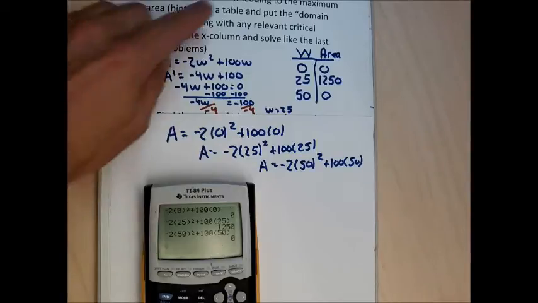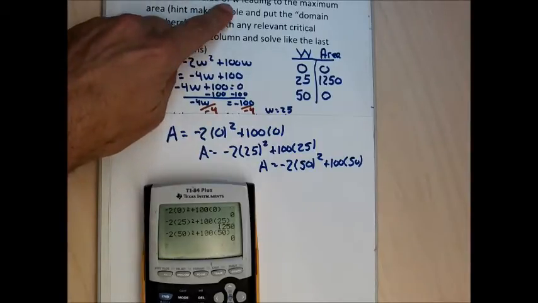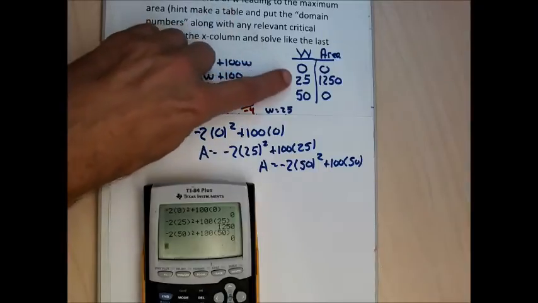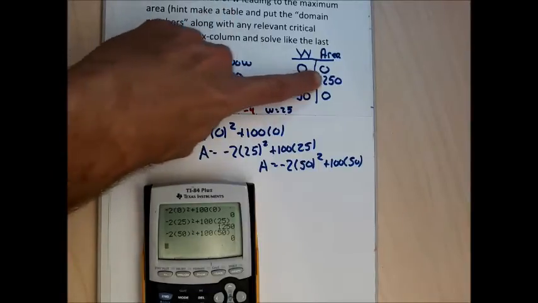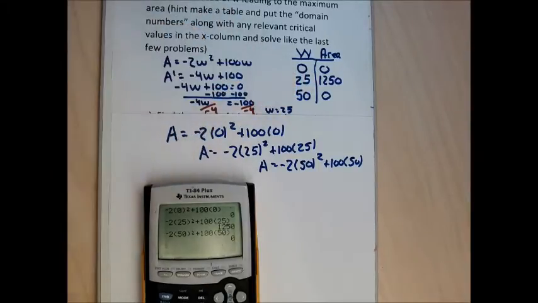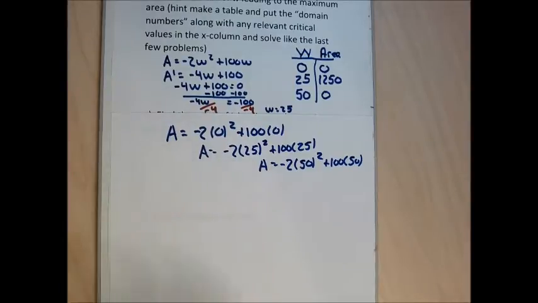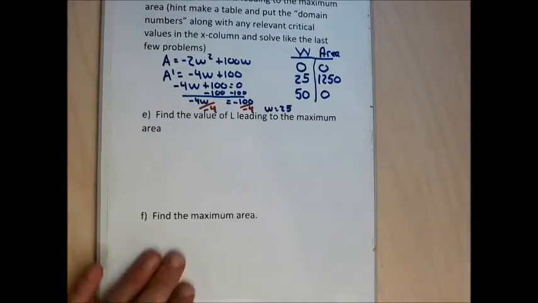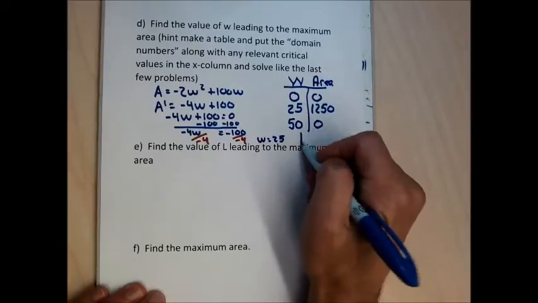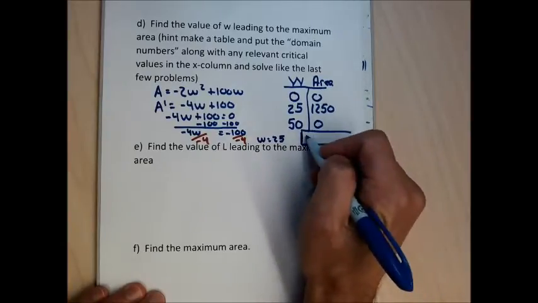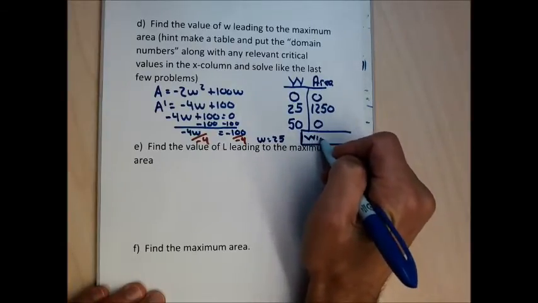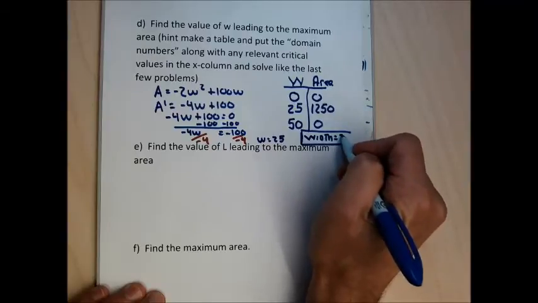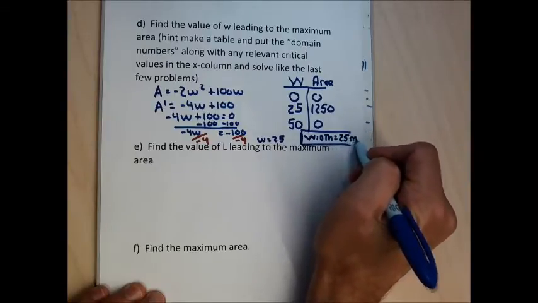Question D wants to find the value of the width that gives the maximum area, and the value of the width that gives the maximum area is 25 meters. So my answer to part D is going to be the width, the optimal width is 25 meters. So let me just scribble this here. So I'm going to go to width equals 25. I'll do an M for meters.